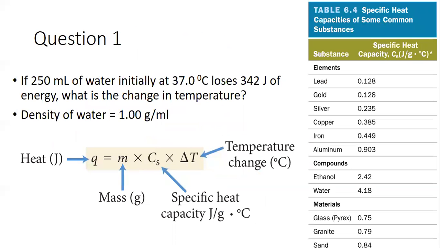So let's do a question to get used to this equation. I have 250 milliliters of water. This water is at 37 degrees C. This water loses 342 joules of energy. What's the change in temperature if the density of water is 1.00 grams per mil? And I give you our specific heat capacity table. So I'll give everybody a few minutes to try and figure out this question.